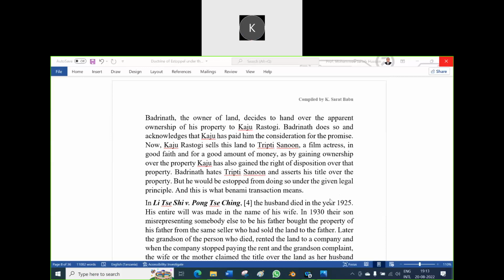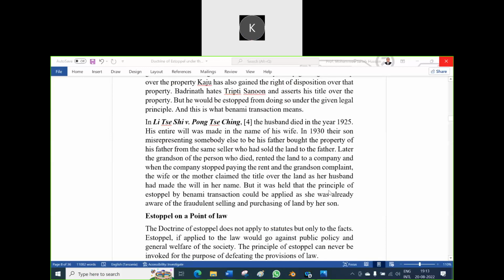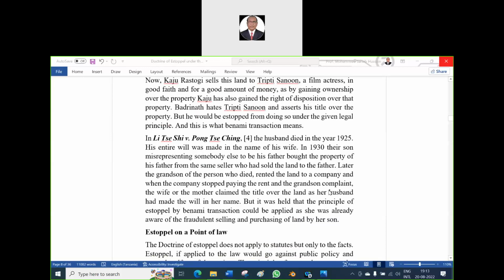If Kaju Rastogi was not his Benami, he would have that right. Already he made it; so when he has been paid the amount, it is a Benami transaction. Now let us go to the next question. Even if Badrinath does not like it, he cannot stop selling the said property to Tripti Sanoon. Okay, next. Go to the next case law.